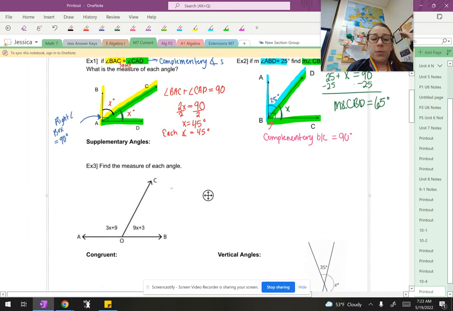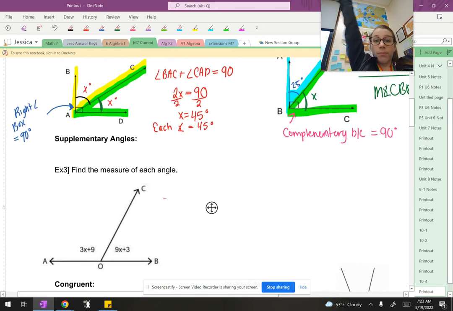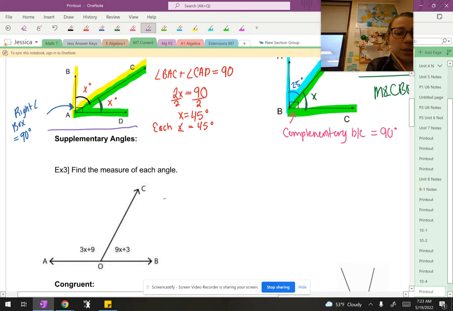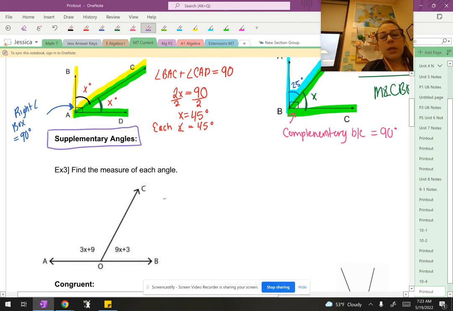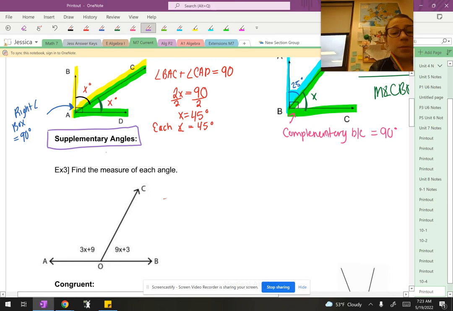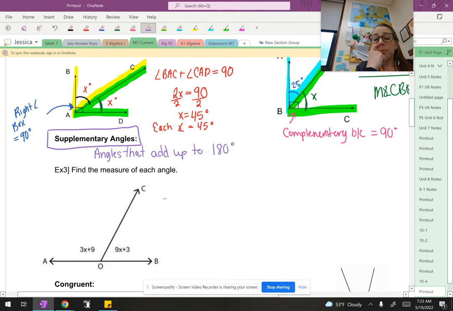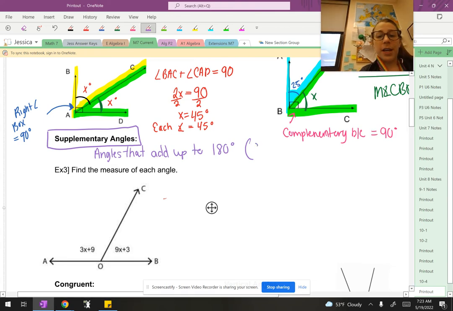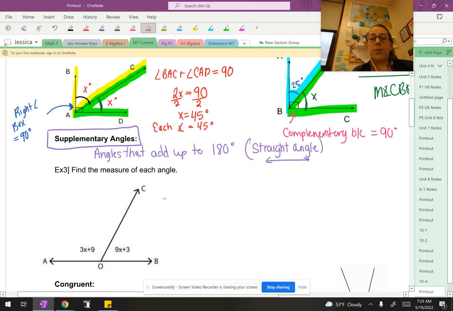Continuing on with angle relationships here, the next relationship that we are going to look at are supplementary angles. And supplementary angles are angles that add up to 180 degrees. Remember from yesterday, last lesson, 180 degrees is also called what kind of an angle? That would be a straight angle. Which makes sense because 180 degrees is a straight line.